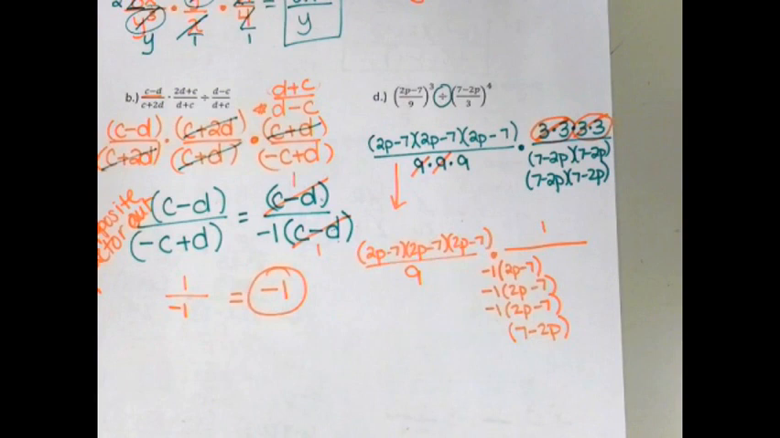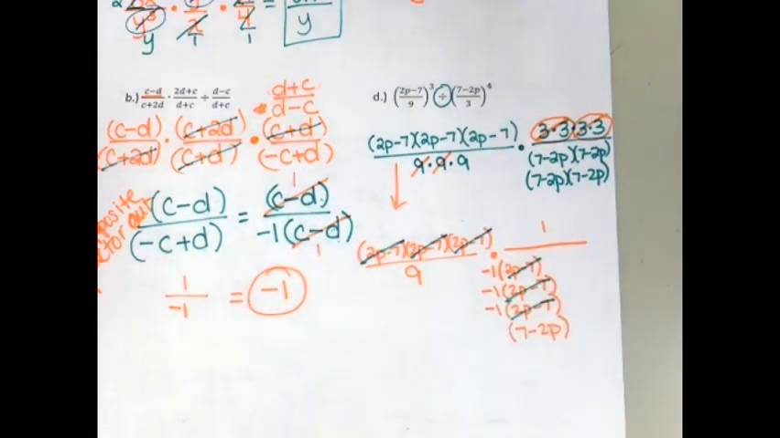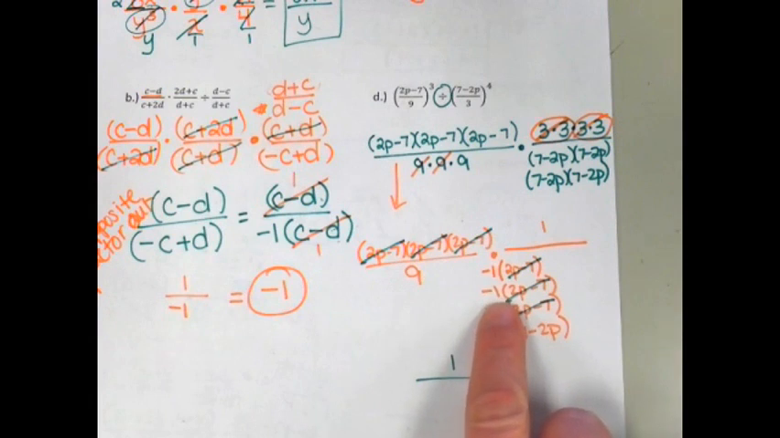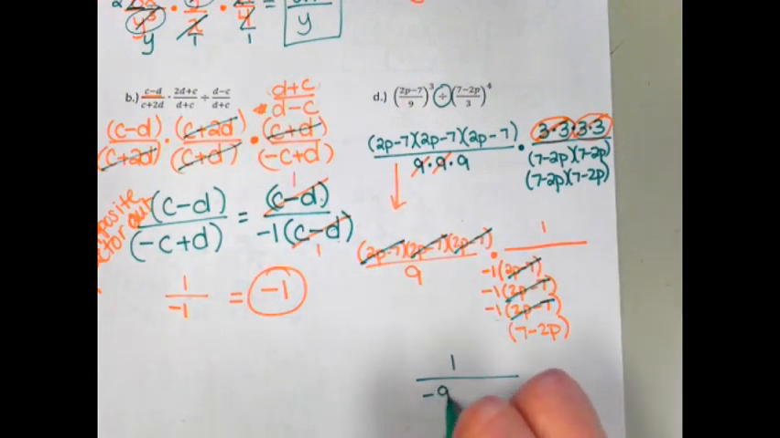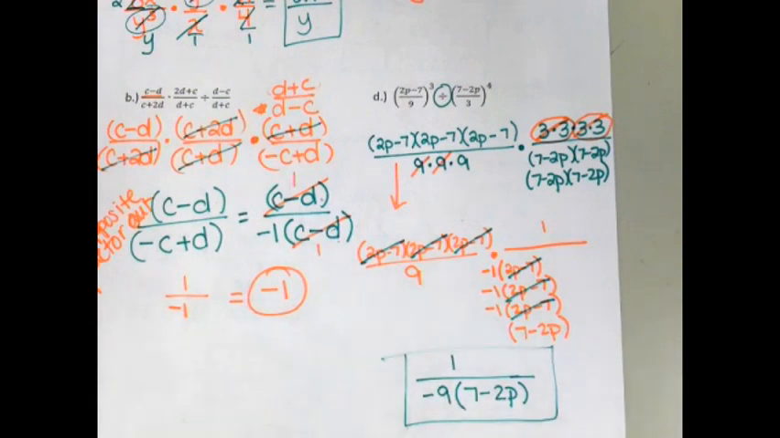So let's go ahead. Now, can I cross out 3 of them? 1, 2, 3. 1, 2, 3. Okay. So now, can we go ahead and multiply? Yeah. What's 1 times 1? 1. What's 9 times -1? -9. -9 times a -1? 9. And 9 times -1? -9 times (7 minus 2p). And there you go. That would be your final answer.